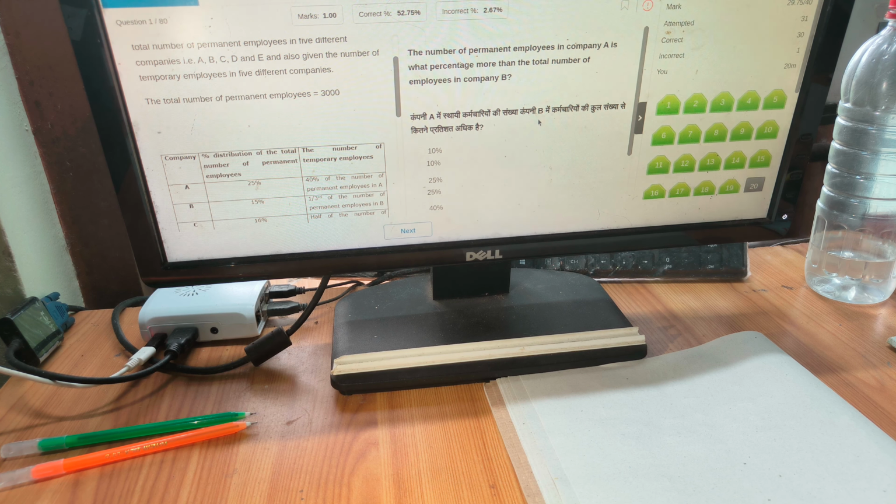Then we need the total number of employees in company B. Here 15% of the total permanent employees is from company B. So we have 450 permanent employees in company B. And when we come to the temporary employees, a hint is given: 1/3 of the permanent employees in company B are temporary employees. So we have 1/3 of 450, which is 150, and we again got the total number of employees in company B, which is 600. So I got the values required for this question and noted them down here.